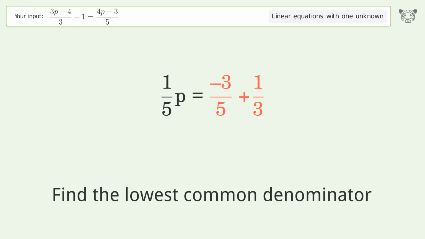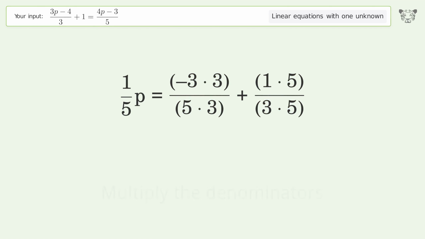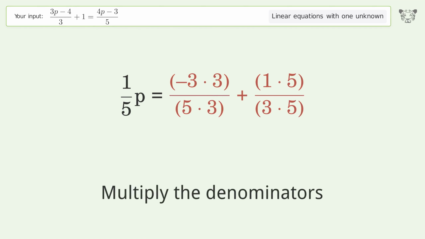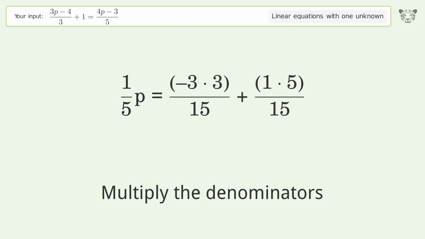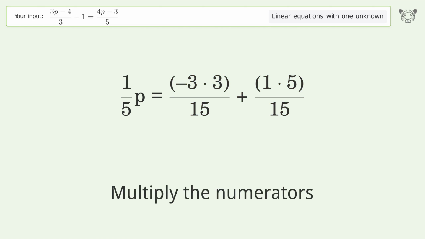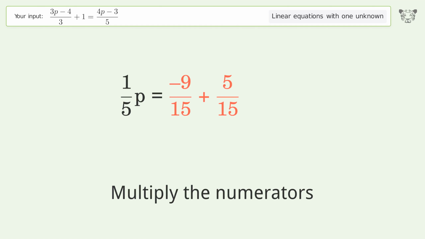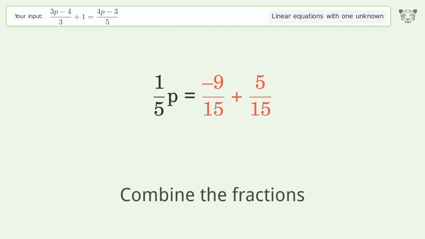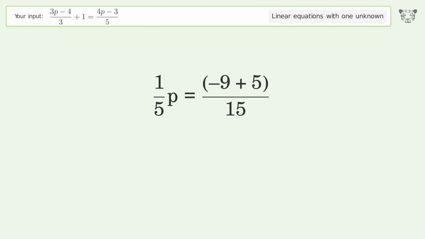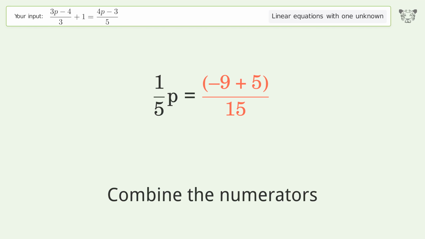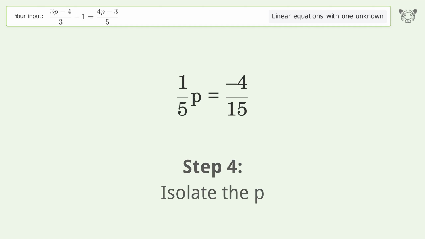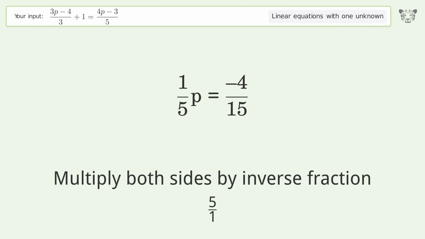Find the lowest common denominator. Multiply the denominators. Multiply the numerators. Combine the fractions. Combine the numerators. Isolate the p. Multiply both sides by inverse fraction 5/1.